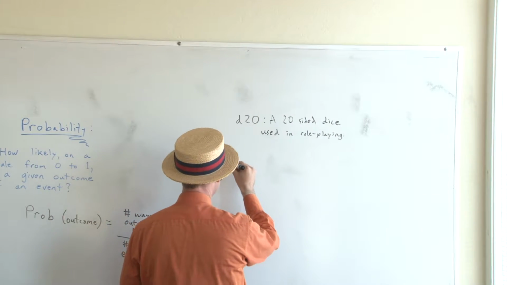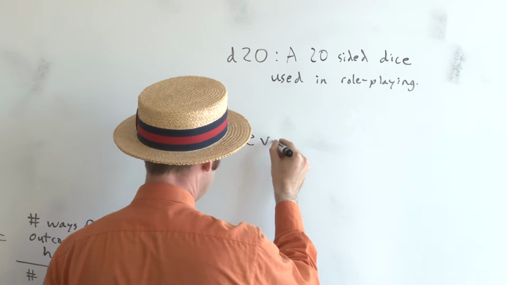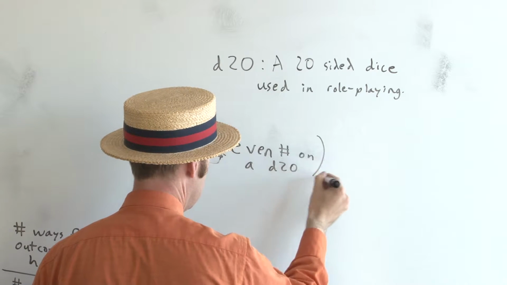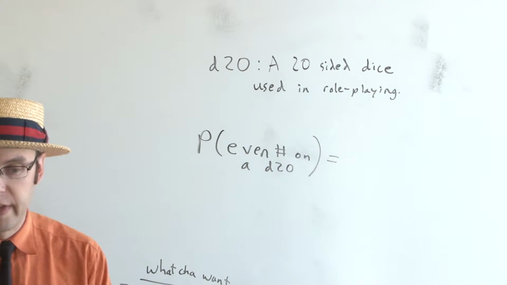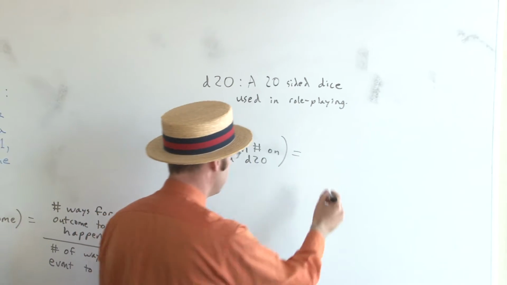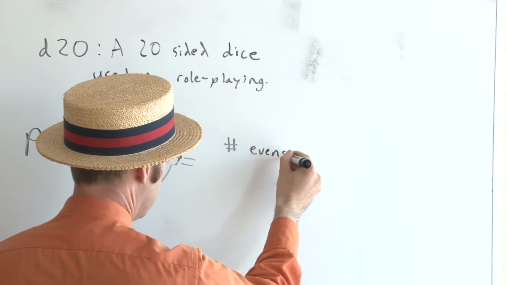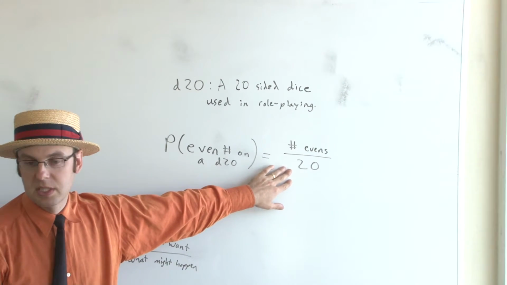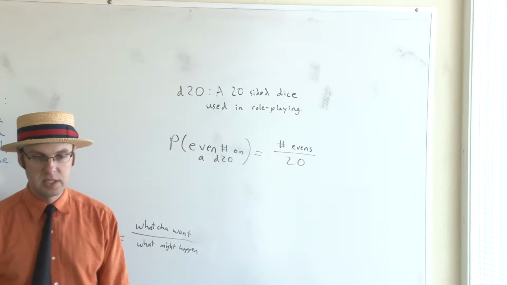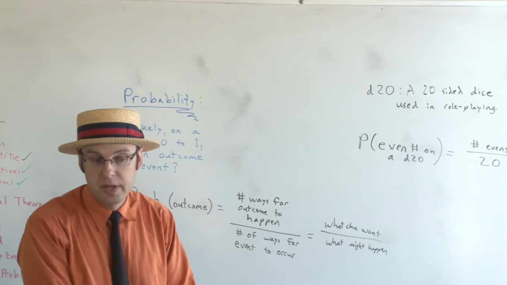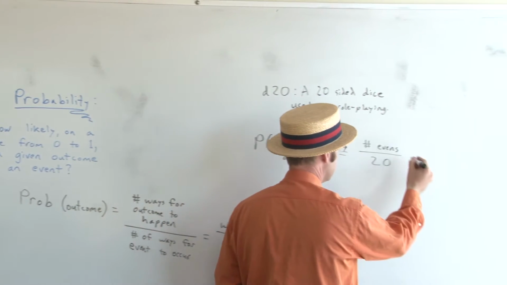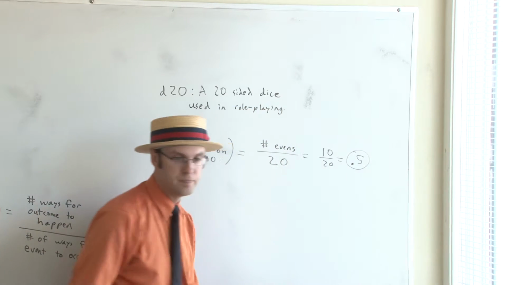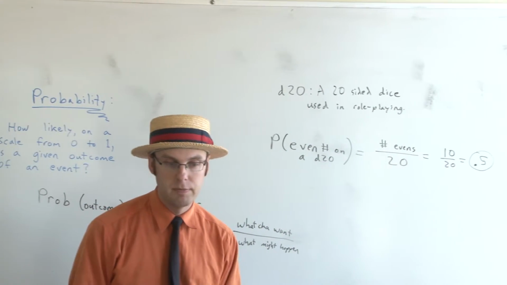So the probability of rolling an even number on a D20 is the number of even numbers divided by 20. Right? There are 20 total different numbers that I could come out with. I'll just divide into that the number of evens. And of course there's 10 evens. So I get a 0.5 probability of rolling an even on a D20.